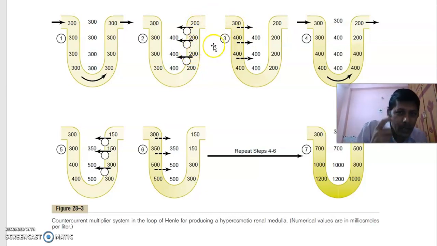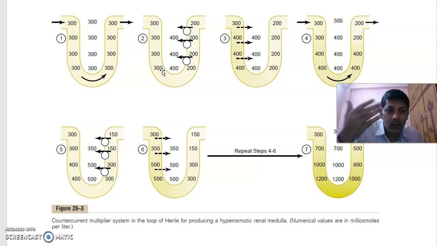Now come here. This segment, I told you earlier, is a water permeable segment. It is made up of, can you tell me, the descending limb of Henle's loop is made up of which tissue? Anyone? Whether you can answer or not, simple squamous epithelium. It is only permeable to water.